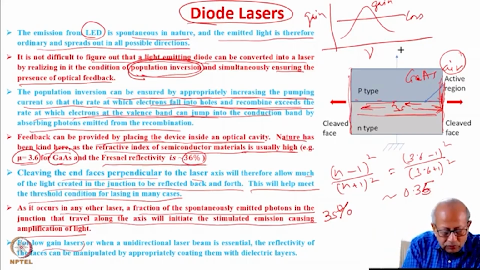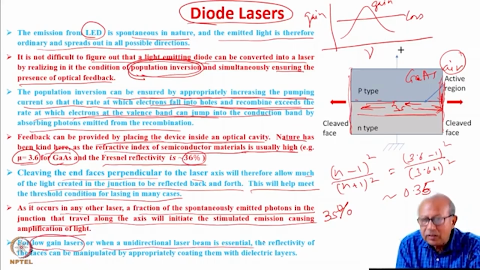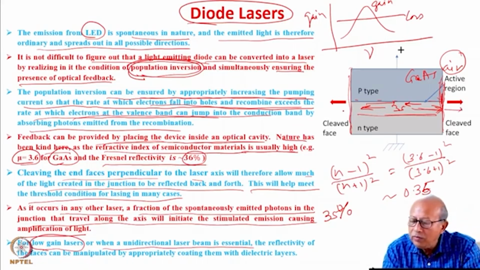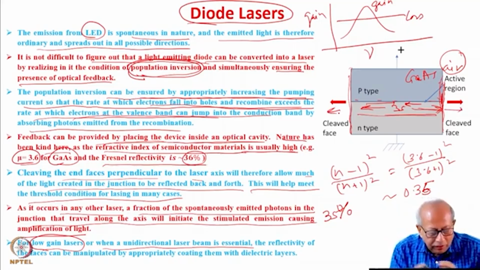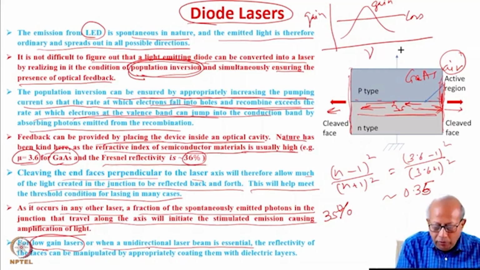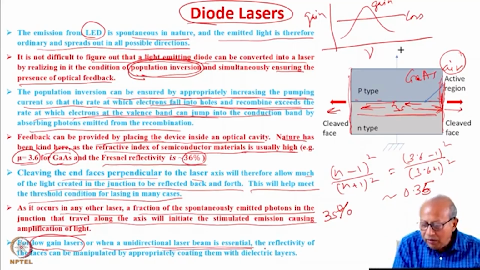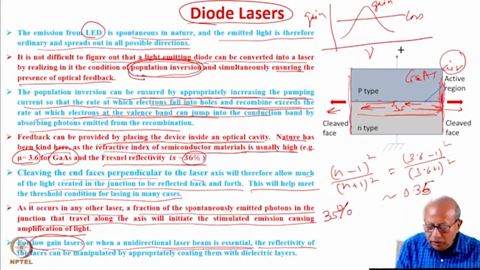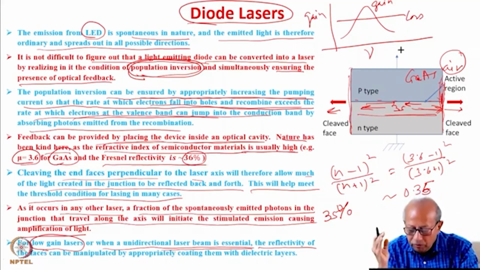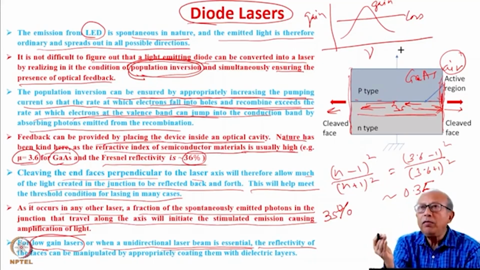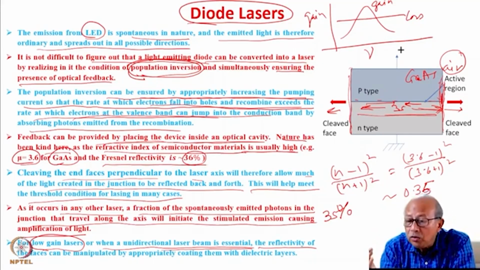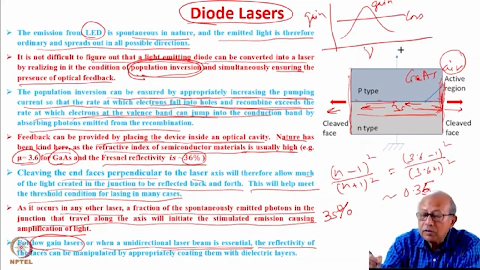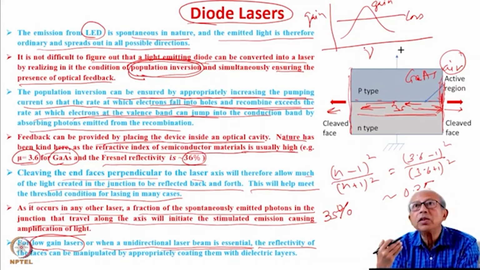For low gain lasers, or when a unidirectional laser beam is essential, because here the laser beam will be emitted in both directions, the reflectivity of the faces can be manipulated by appropriately coating them with a dielectric layer to give the proper reflectivity that will ensure that the loss is less than gain, and therefore you can still effect lasing in such cases.